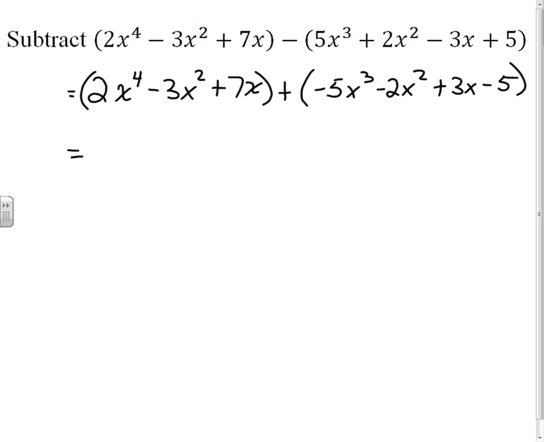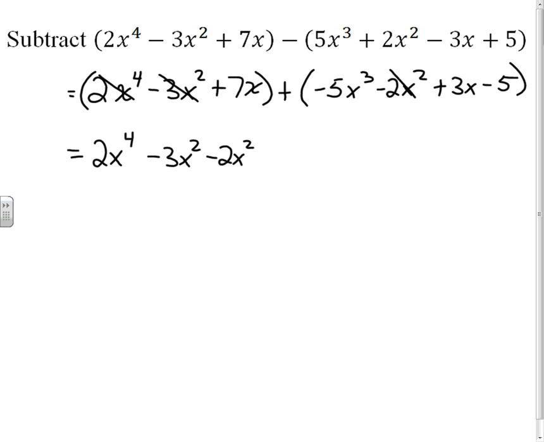And now we can do our groupings. So 2x to the fourth, and there is nothing else. So let's cross it out. Minus 3x squared minus 2x squared. Now we're using the signs because it's an addition problem now.